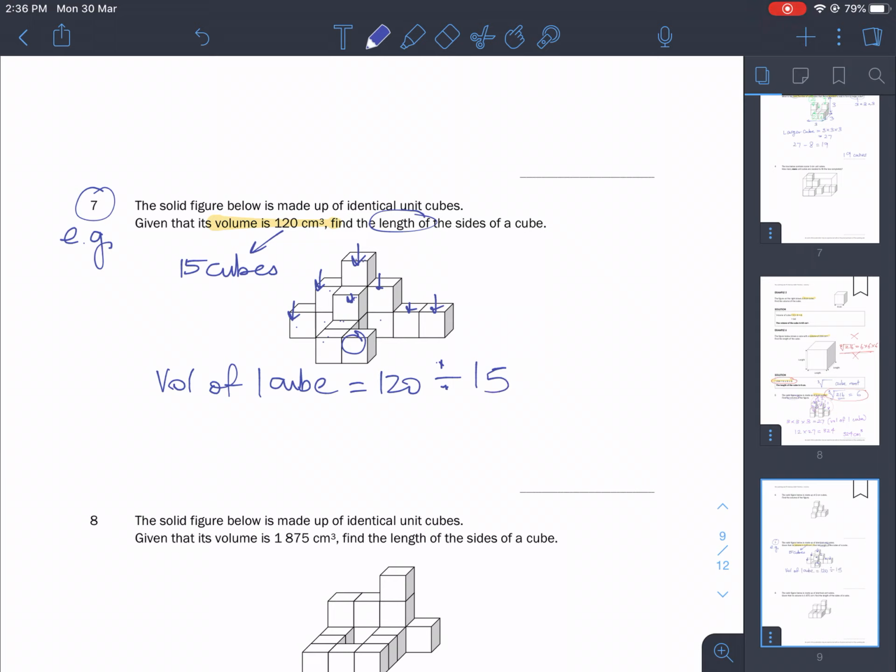Okay, so use your calculators if you need to. Your answer should be 8. Now, from volume of 1 cube, how do you get the length of 1 cube? So you can either key this into your calculator and then write the answer here, or you can present it like 8 equals to blank times blank times blank, and after you've worked it out, it should be 2 times 2 times 2. Answer will be 2 cm.